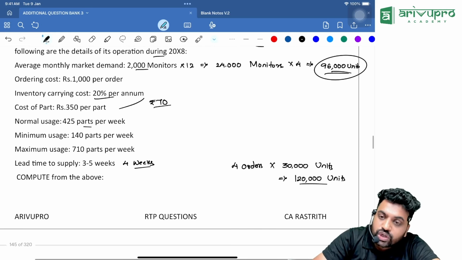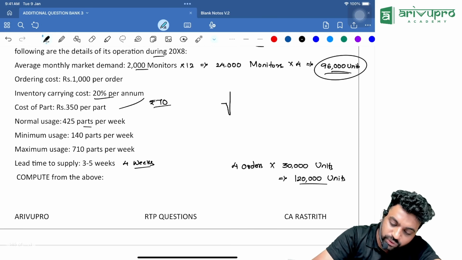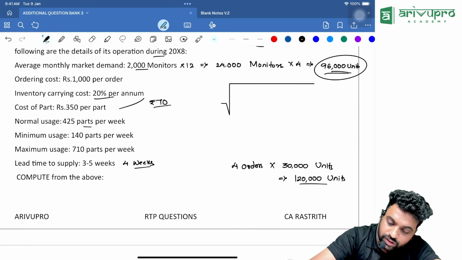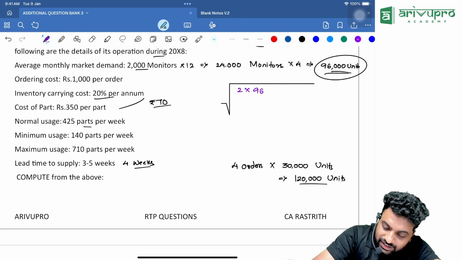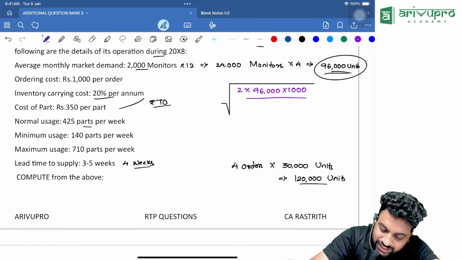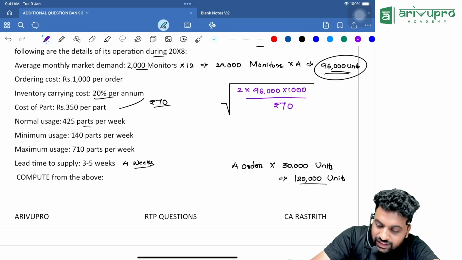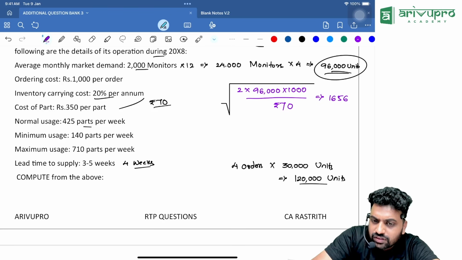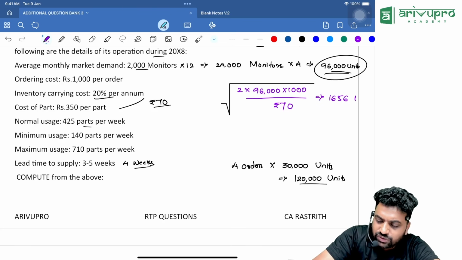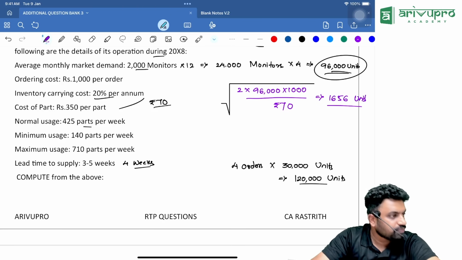Shall we compute the EOQ? Square root of 2AO. 2 into A, which is 96,000, into O, which is 1000, divided by C, which in the given scenario is 70. This will come to 1656.15, so 1656 units. Correct?